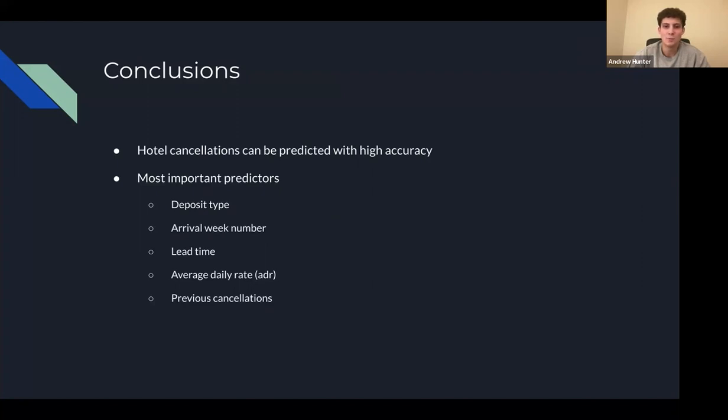So in conclusion, hotel cancellations were able to be predicted with very high accuracy. Our random forest model was able to do it with 93% accuracy. And then we have the most important predictors that we touched on earlier. So all in all, we felt that we were successfully able to answer our questions of interest.